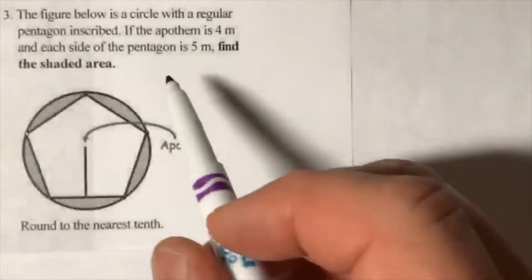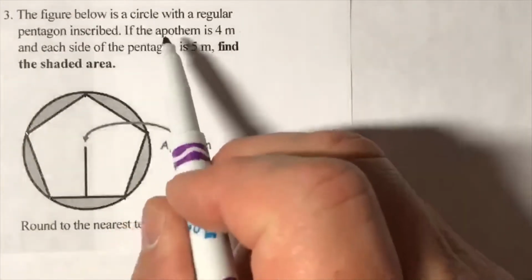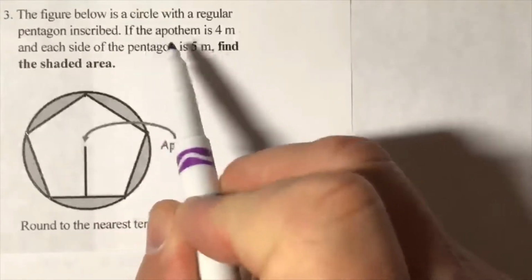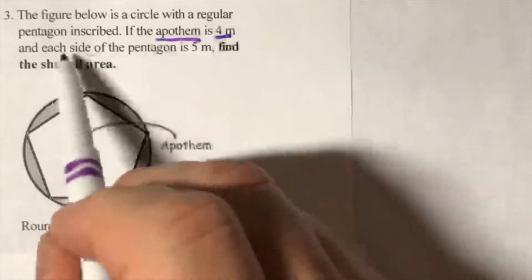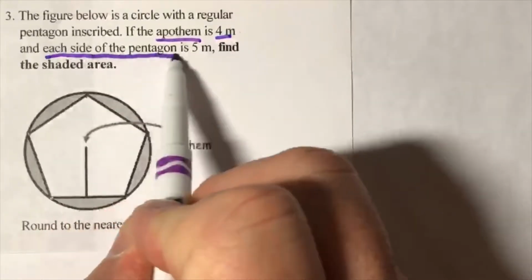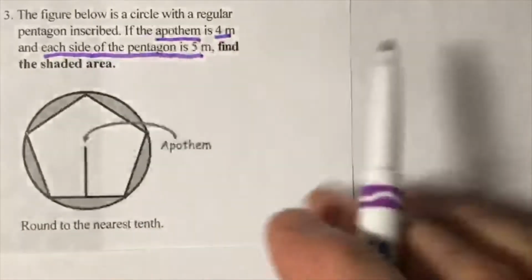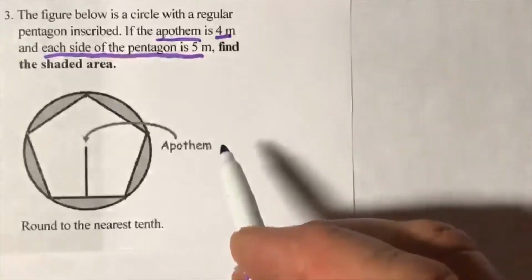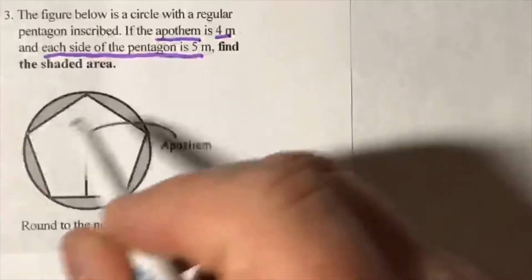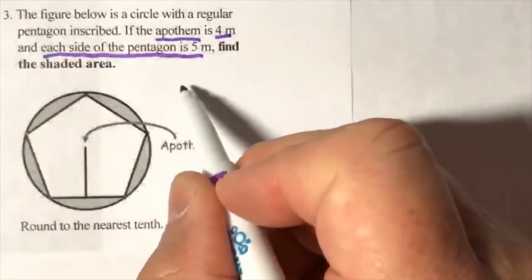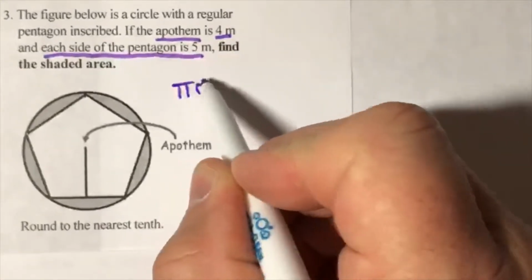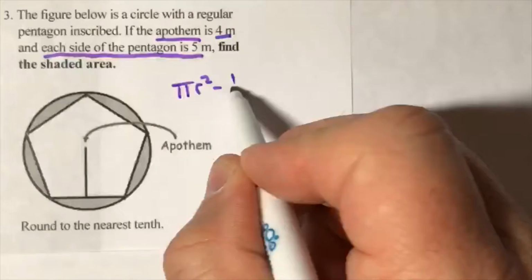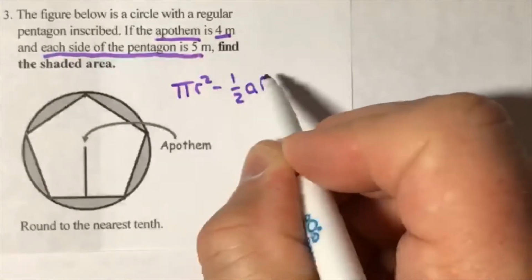And now let's continue. The regular pentagon has an apothem of 4, and each side of the pentagon is 5. Find the shaded area. So we are subtracting. Now remember, the bigger figure subtracting the smaller figure is how you want to get your formulas written down. So pi r squared minus 1/2 AP.